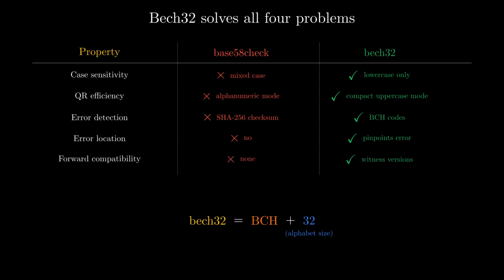Finally, Bech32 bakes in a forward compatibility mechanism called witness versions. New script types can be added later without wallets needing full rewrites. Bech32 looked nearly perfect. It had one flaw. Let's dissect a real address.